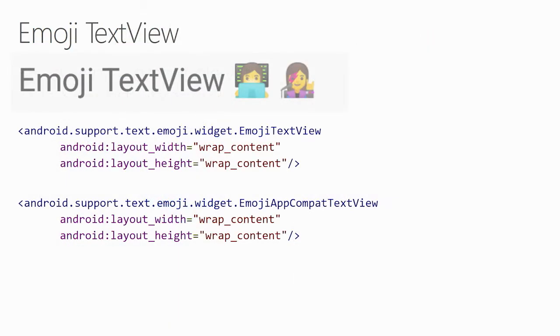Well, I showed you earlier how we could take those support libraries and pull them in from NuGet. Well, you can add an emoji text view to any single application. So here, instead of using text view, you will use the EmojiTextView or the EmojiAppCompatTextView. And emojis just show up, nothing else to do.